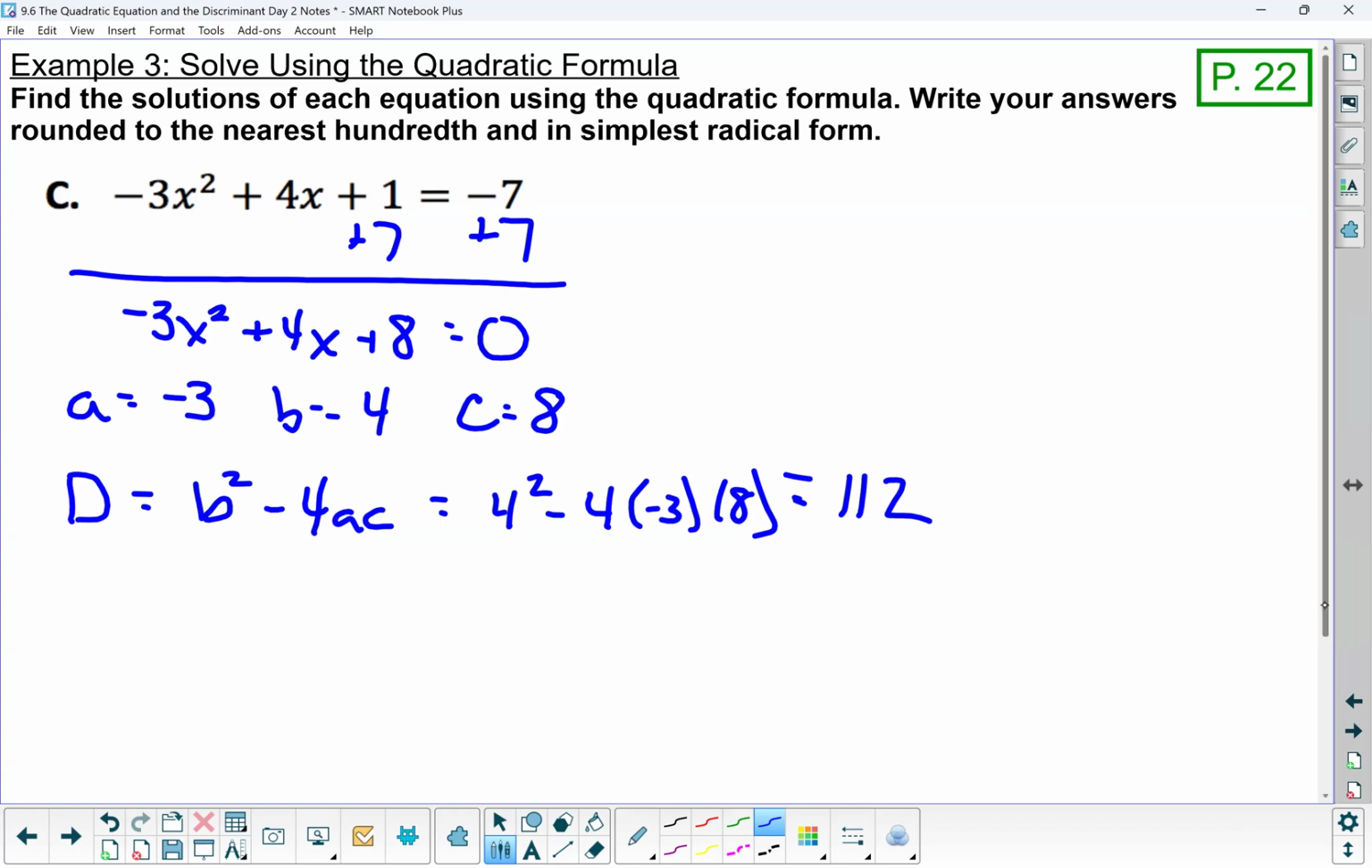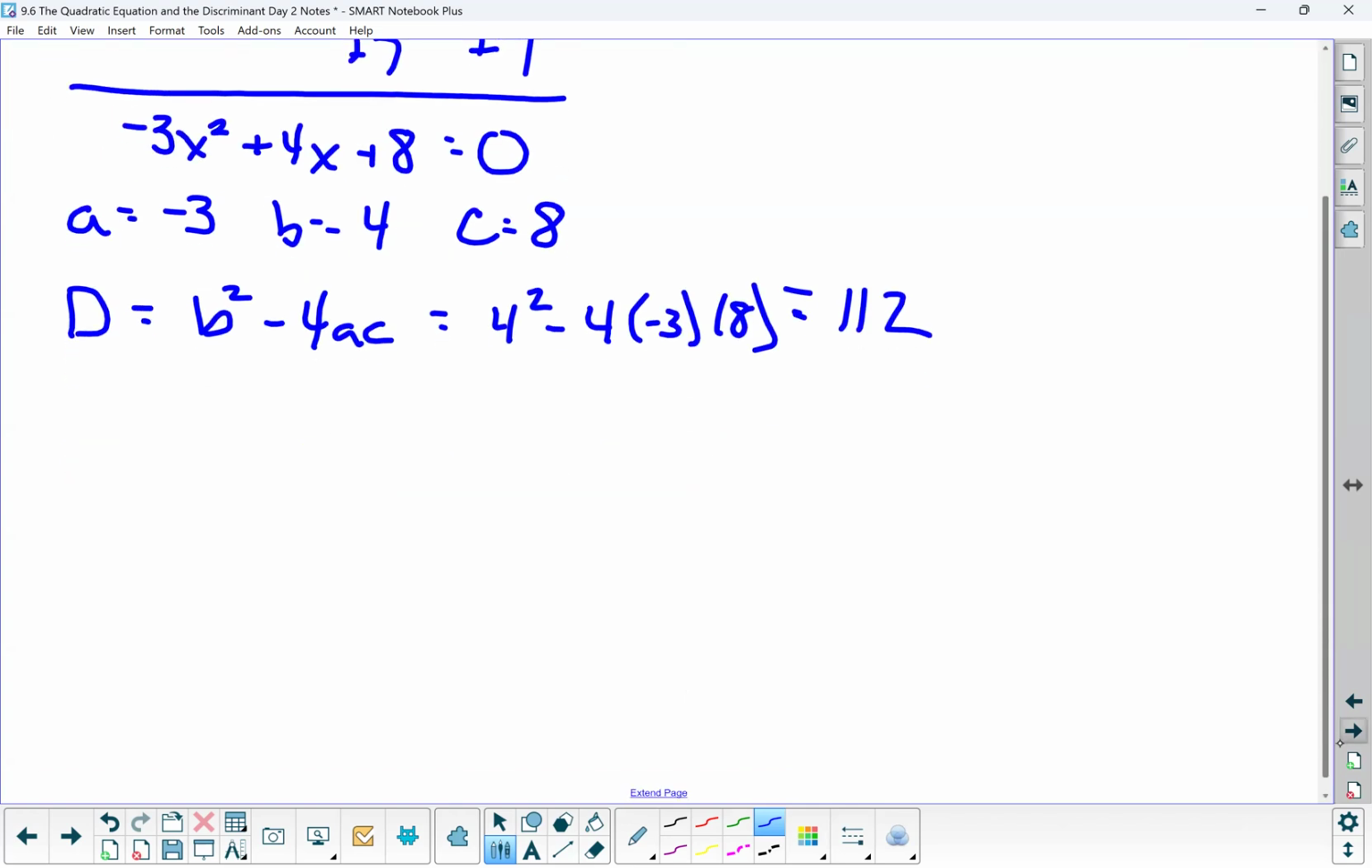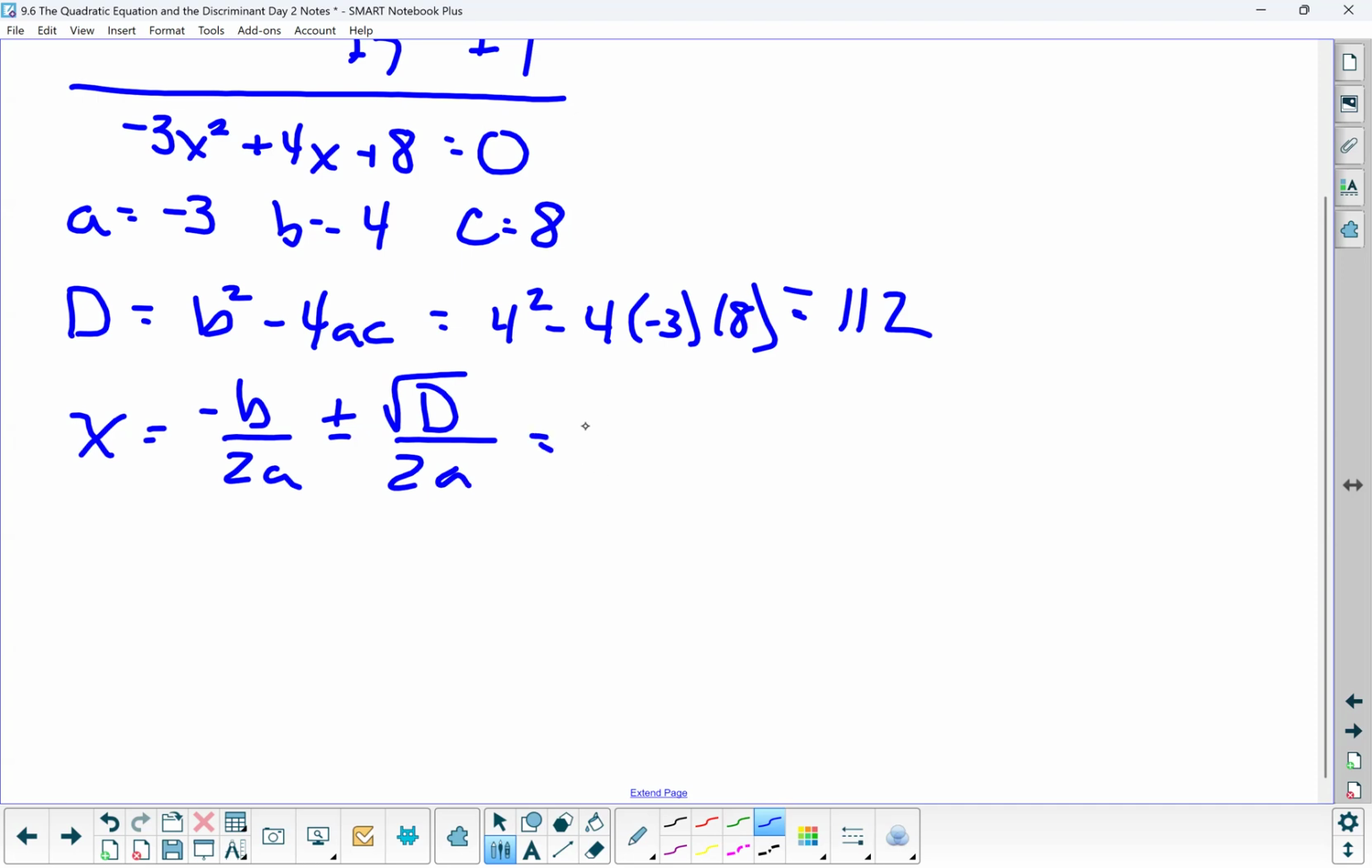So our discriminant is positive, means we're going to have two solutions. So we can use the quadratic formula, the opposite of b over 2a, plus or minus the square root of d over 2a. So we get the opposite of 4 over 2 times -3, plus or minus the square root of 112 over 2 times -3.